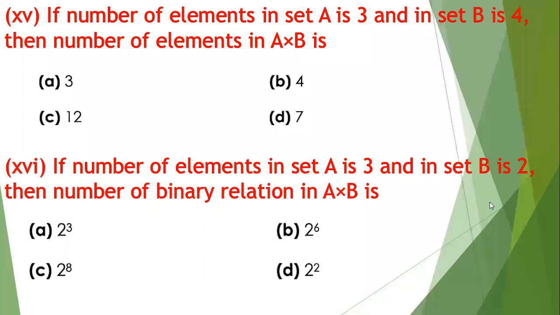Okay, I have the answers: 2 raised to the power 6. Yes, correct. Ahad, correct answer. Iman, correct answer. Yes, the number of binary relations can be found with the help of the formula 2 raised to the power A into B. So 3 and 2 will be 6. So 2 raised to the power 6.